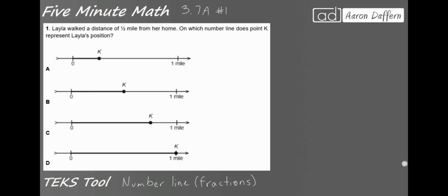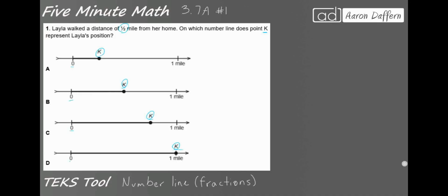So we've got Layla. She's walking 1/2 of a mile from her home. And we need to find which number line best represents that. Specifically, we're looking at point K. We see that point K is in a different position in all four of these number lines, and they all go from 0 all the way up to 1.